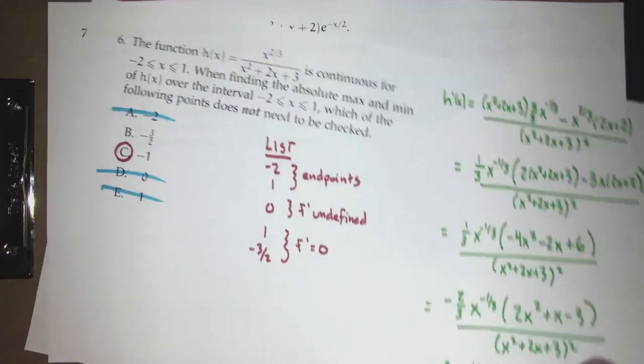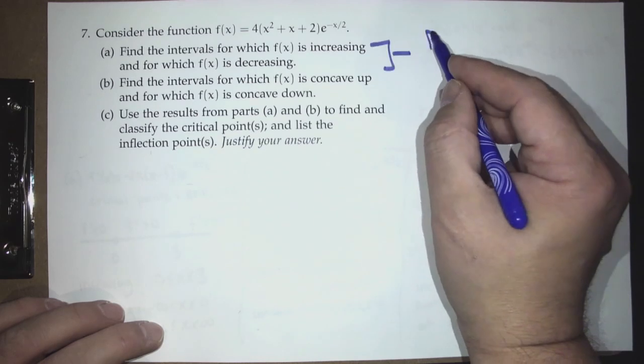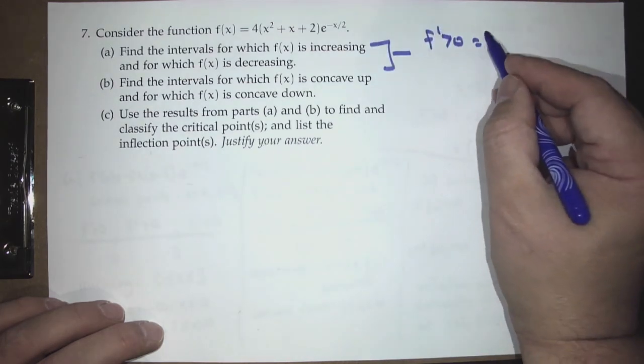Okay, in that case, we're off to the long answers. And they shall be long. So, number 7. We have the function f of x, which is 4 times x squared plus x plus 2, times e to the negative x over 2. And we're asked to do a couple of things. Find the intervals for which f of x is increasing and for which f of x is decreasing. Okay, so when we're after increasing, decreasing, where do we look? First derivative, f prime positive equals increasing.